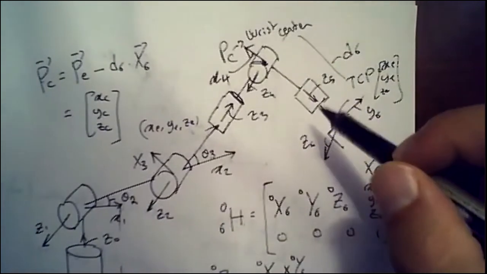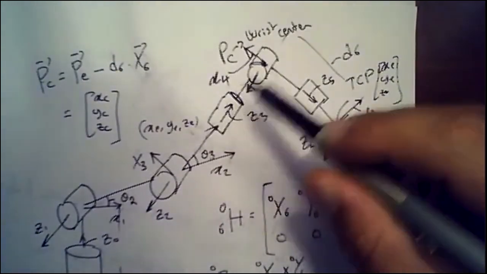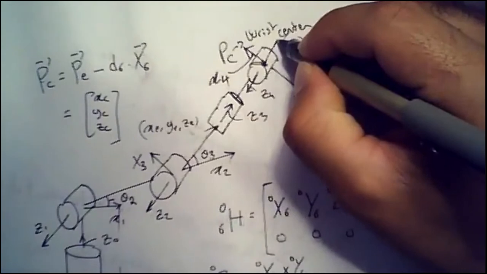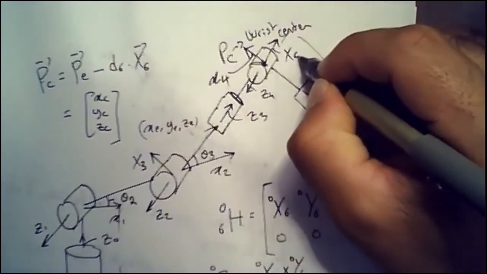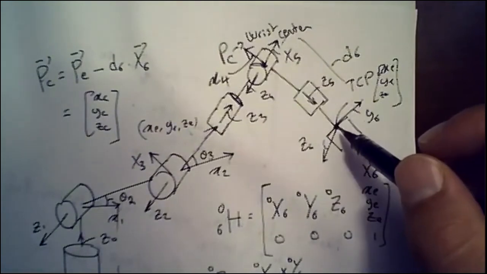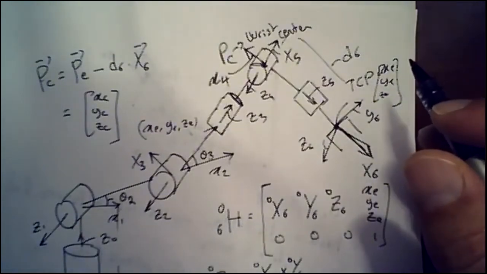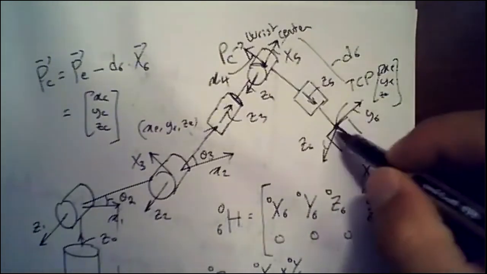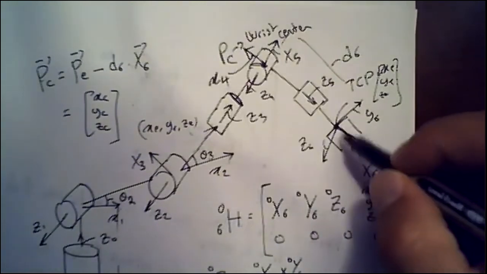How about my X5? It also has to be perpendicular to Z4 and then Z5, right? So this is my X5. And how about X6? X6 is going to be perpendicular to Z5 and Z6. So the last frame, since there's no actuator here, you're good.